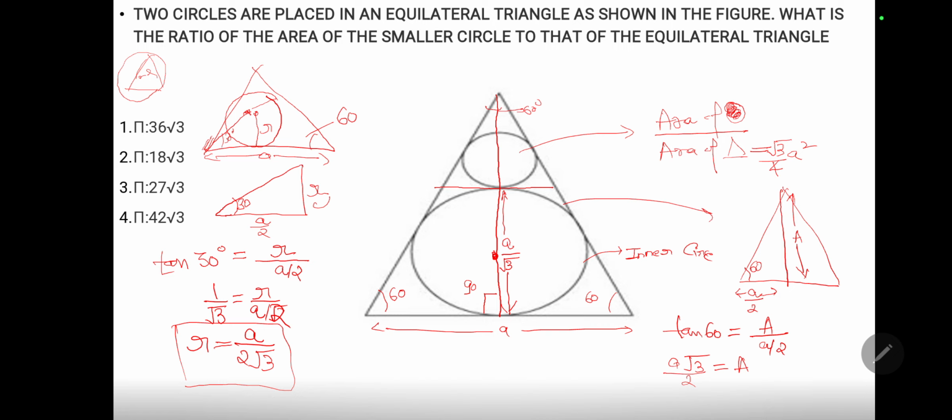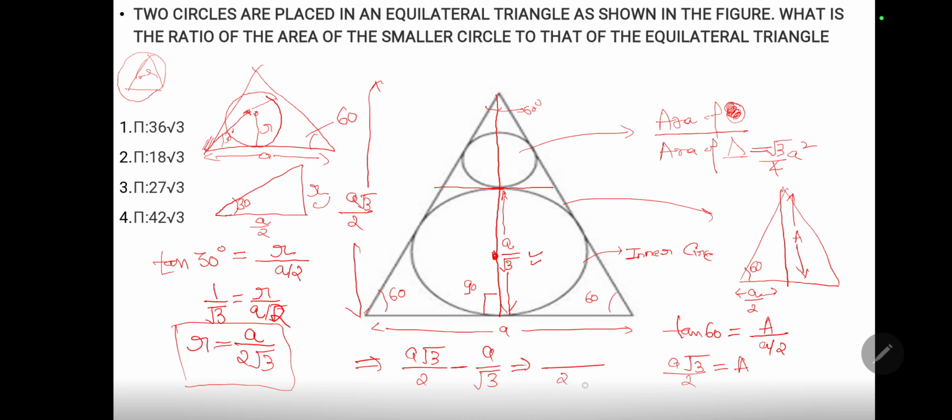So what I have come to is that the whole height from here till the base, the altitude height, is a root 3 by 2, and I know this height, from here till over here, is a by root 3. So what is my upper triangle height? What I can do is simply subtract this. So the full altitude height is a root 3 by 2 minus this height a by root 3.